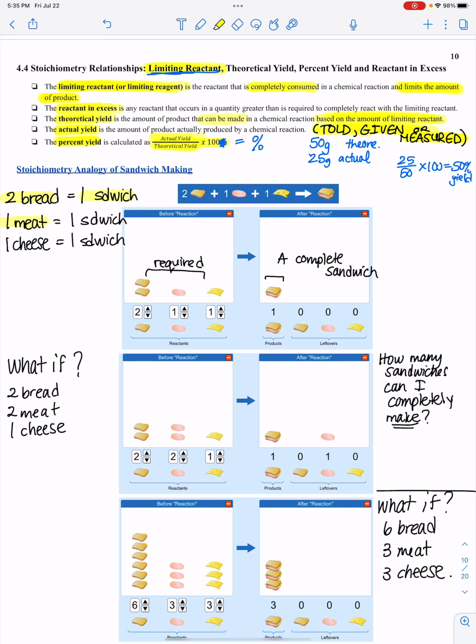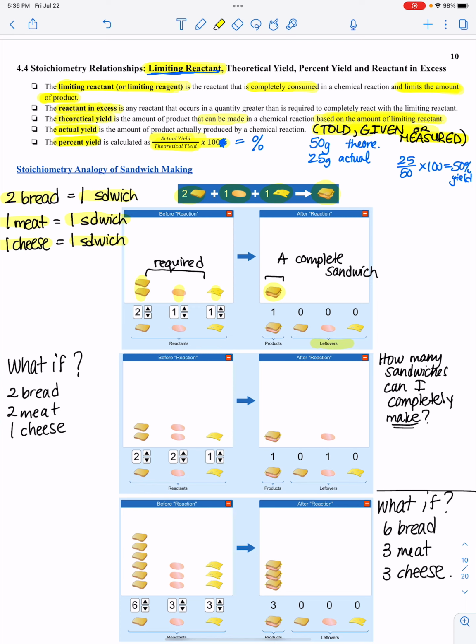I need 1 slice of meat to make that one sandwich, and I need 1 slice of cheese to make that sandwich. And let's consider this kind of like a before and after in a chemical reaction. Let's pretend like the sandwich is a chemical reaction here. So 2 slices of bread, 1 meat, 1 cheese, and I get 1 sandwich. So 2 bread, 1 meat, 1 cheese, 1 sandwich.